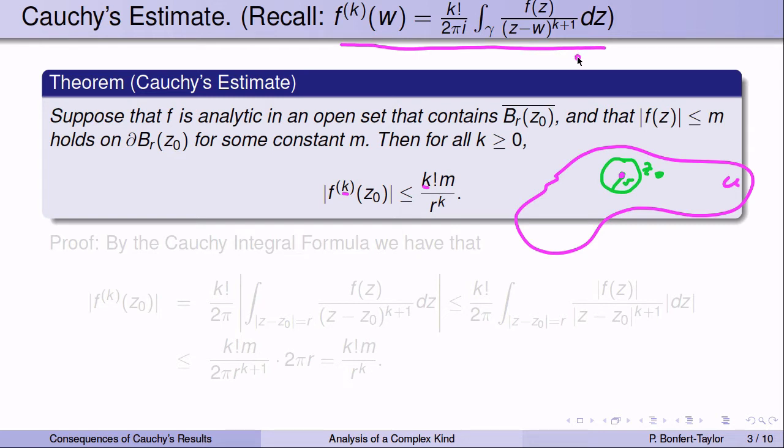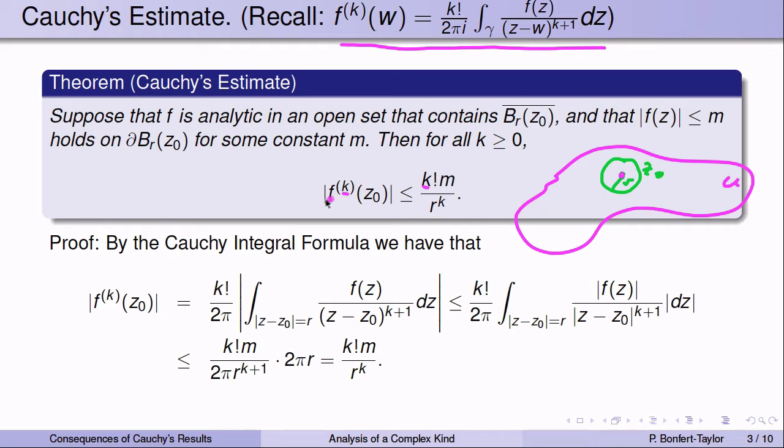So what we're going to do for the proof, we're going to plug in z0 for this point w right here. And therefore find that f^(k) of z0 is k factorial over 2 pi i times the integral over gamma f of z divided by z minus z0 to the k plus first power dz. So that's what we have right here, and there are absolute value signs, so we put those absolute value signs there as well. The curve gamma in our case is the circle of radius r, oriented counterclockwise, so I just wrote |z minus z0| equals r right there.